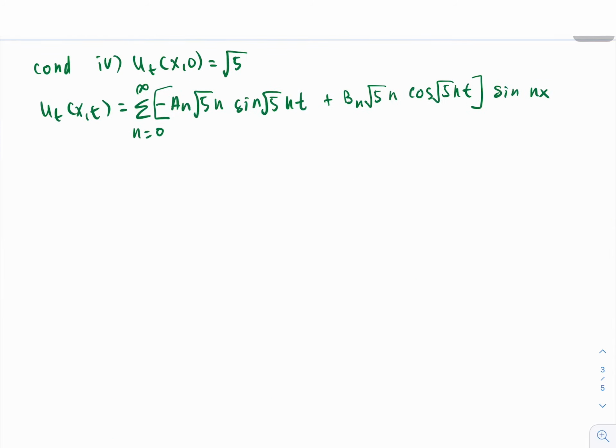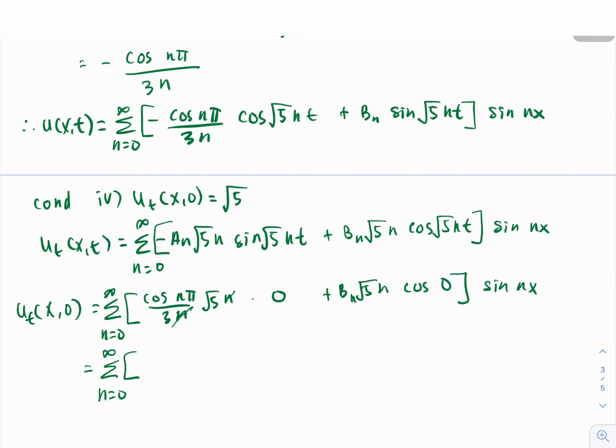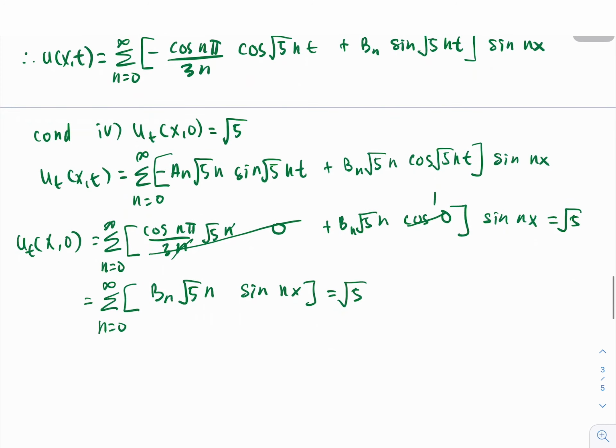So this is our u_t at 0. So this will be 0. This will be 1. So b_n z5 n multiplied by sin nx equals z5. Okay, this should be z5. Now this is also a Fourier sine series with f(x) equal to z5.